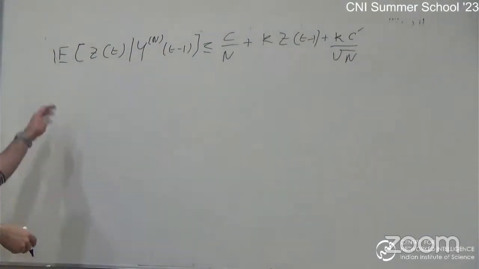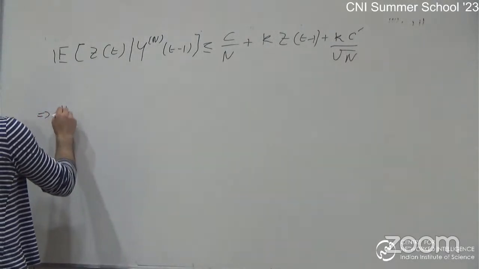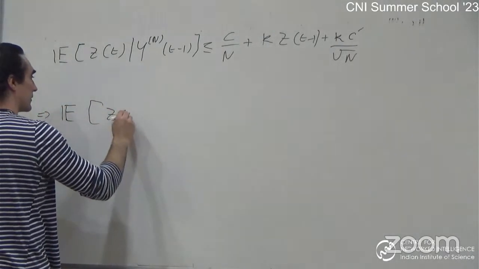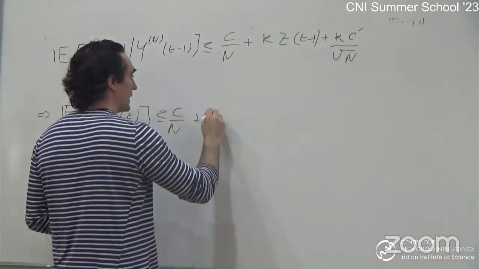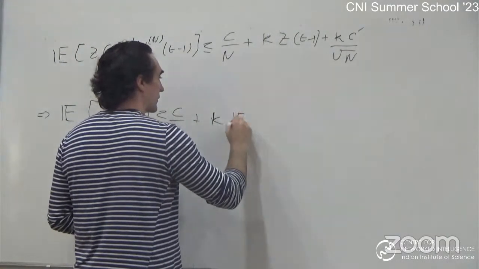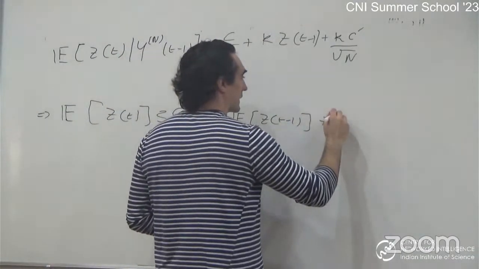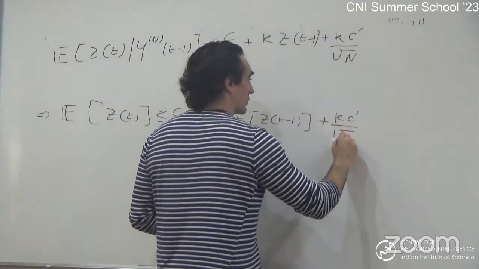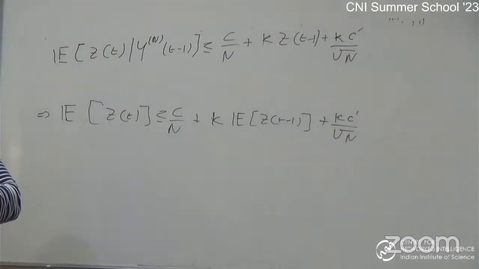I can now even, because everything is in there, take the expectation on the entire trajectory. Right? And I will obtain, for instance, c over n plus k of the expectation of z of t minus 1 plus k prime. And clearly, you see that by induction, you can prove that the expectation is converging to 0.